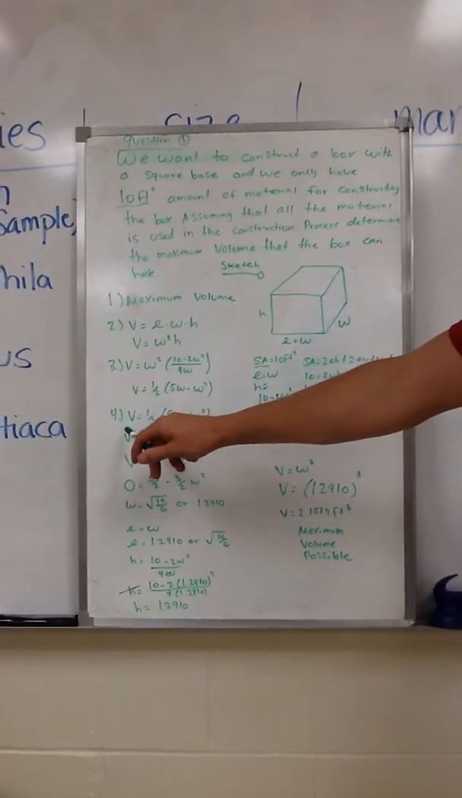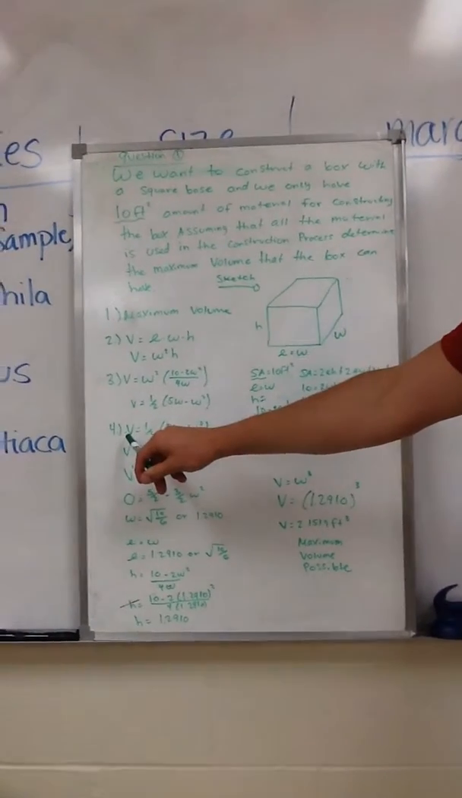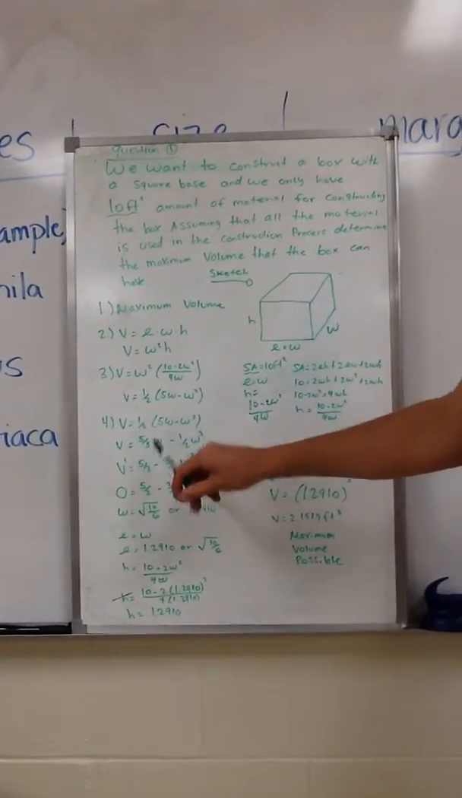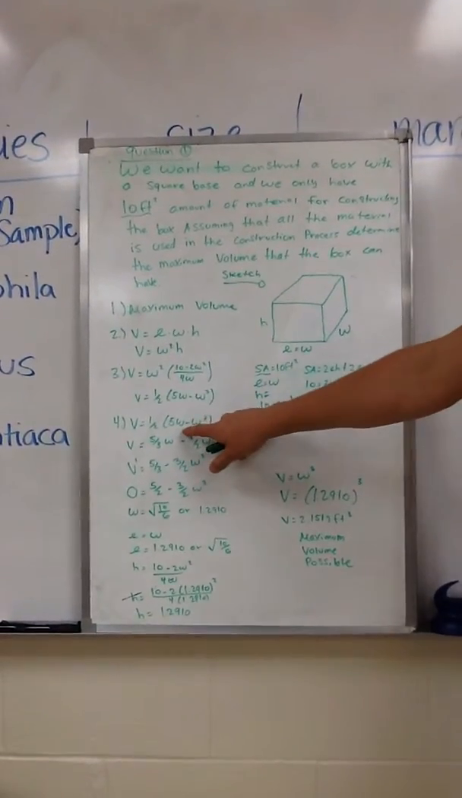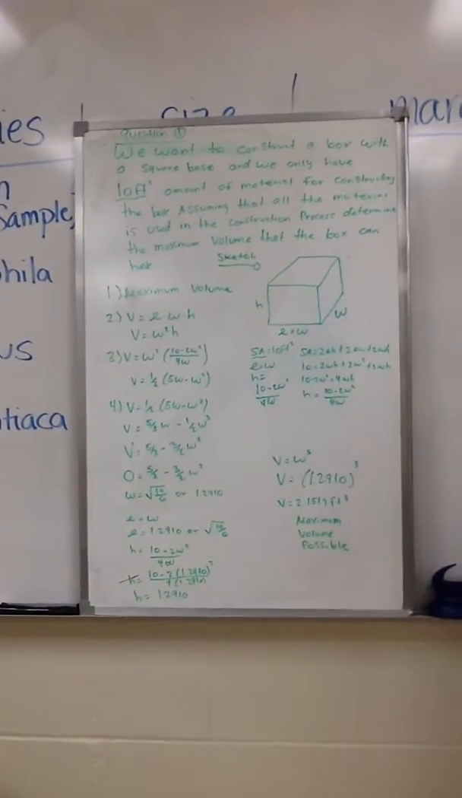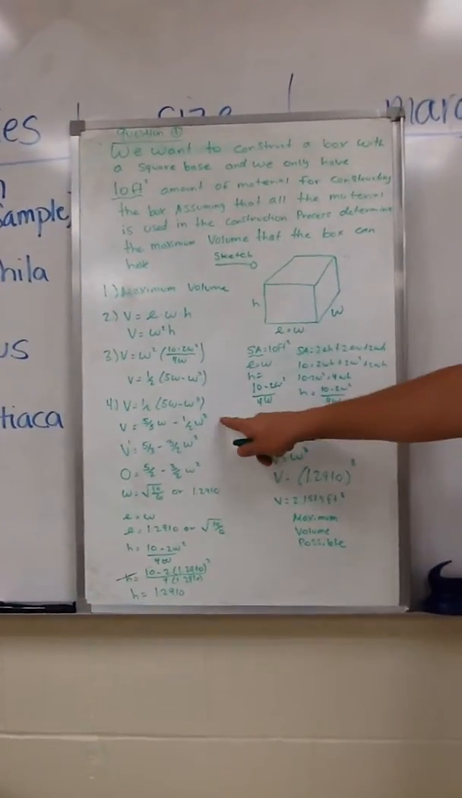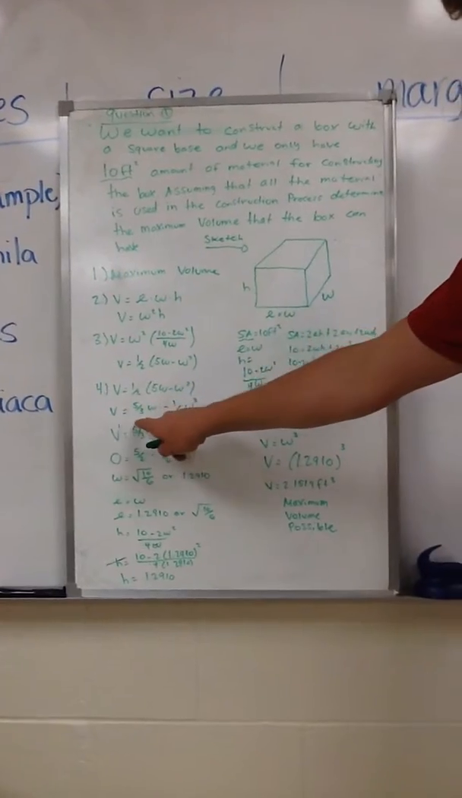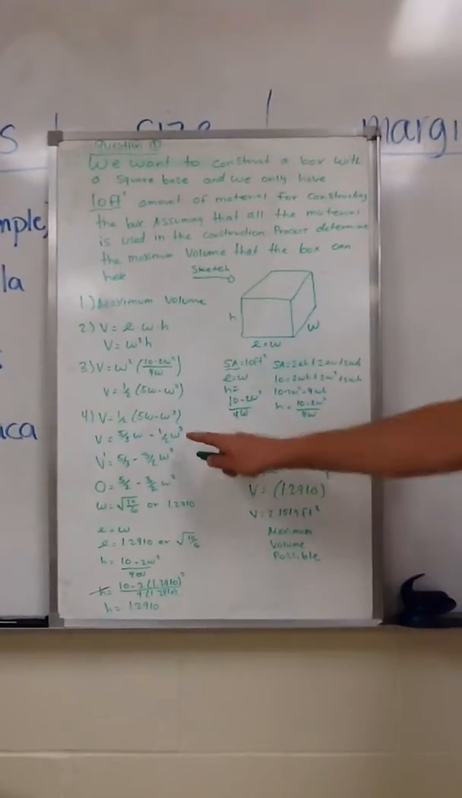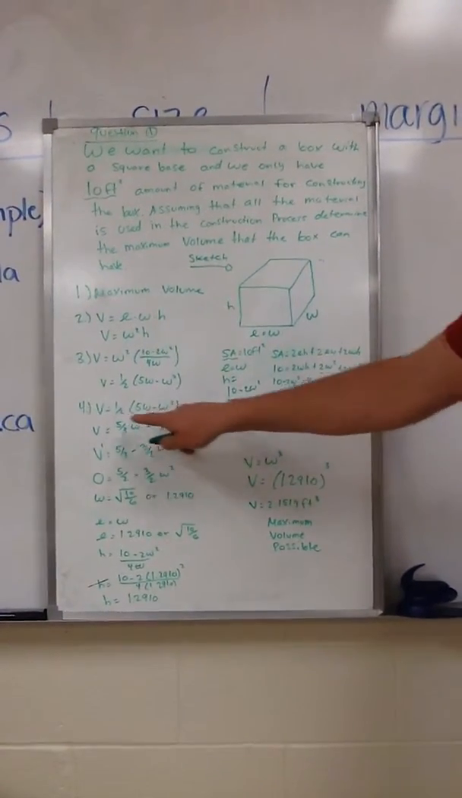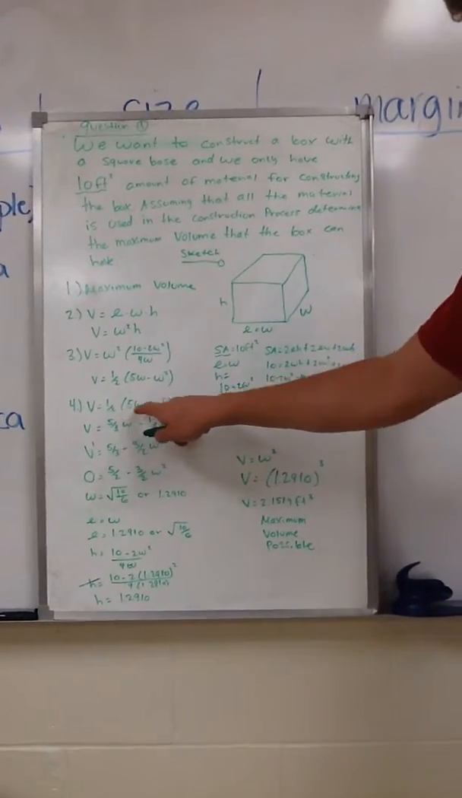So we start with our volume, my bad, is equal to 1/2 (5W minus W cubed). So our volume is equal to 5/2 W minus 1/2 W cubed. I went ahead and distributed so it's easier to take the derivative.